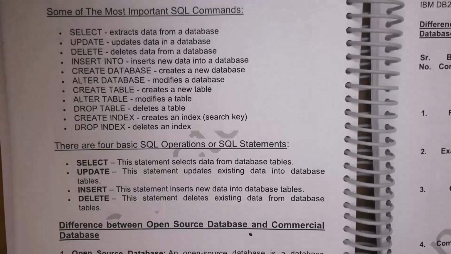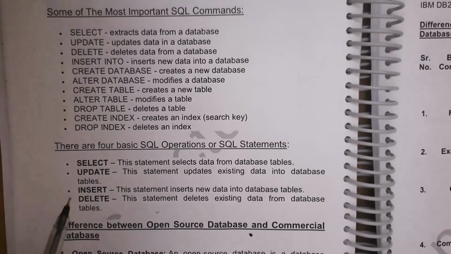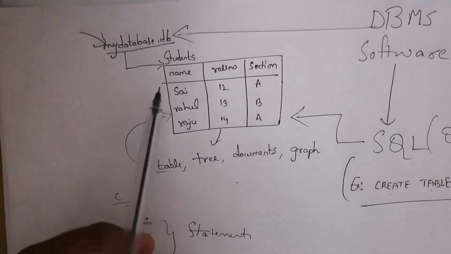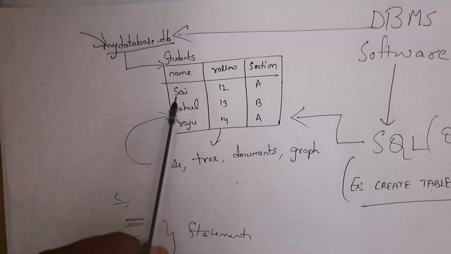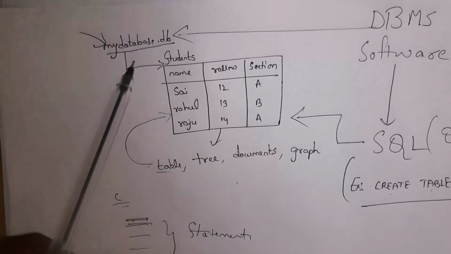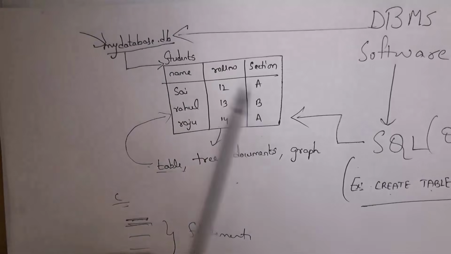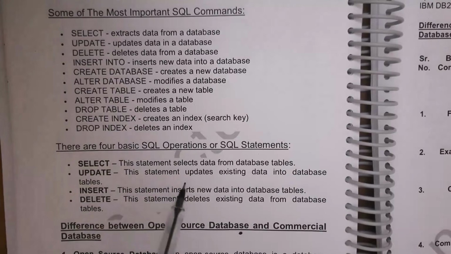Guys, these are 4 basic SQL operations. The first one is select. The select statement will select data from database tables. And the next one is update. For example, this is my table. In this table, I want to change the name Sai to the name Nagendra. This is known as an update operation. Update is nothing but updating data which is present in my table. The update statement updates existing data in database tables.